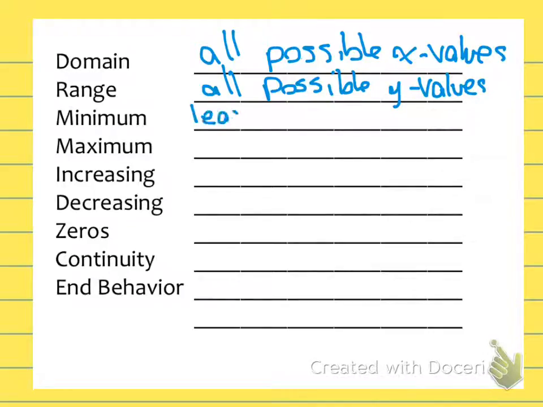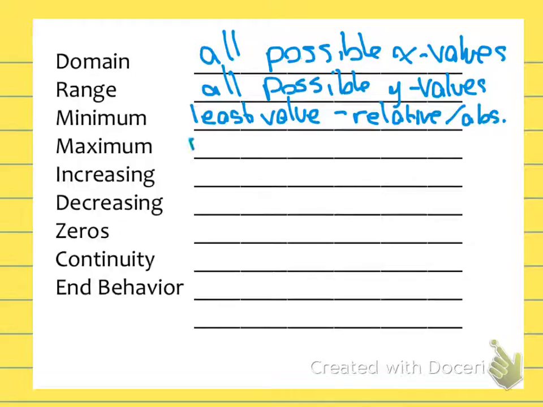Least value. And we can have relative or absolute. Absolute means that there's absolutely no other point lower or that has lower value for the y value than the one we're talking about. Relative means that none of the other points around it have a y value as low.